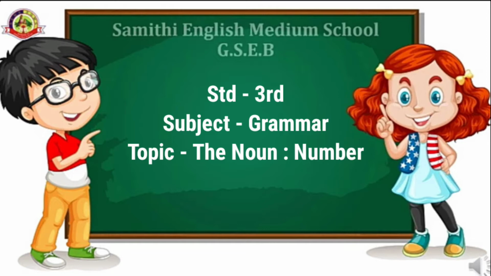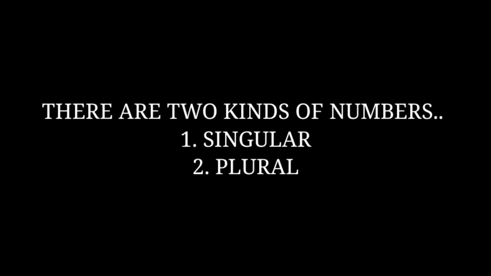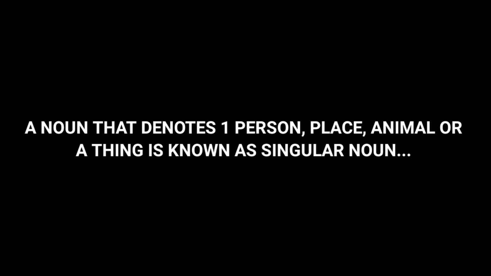And the topic of the lesson is noun number. There are two kinds of number. One is singular and the other is plural. So let's see what is singular number. A noun that denotes one person, place, animal or thing is called a singular noun. For example, a boy, a cat, a house, a flower.